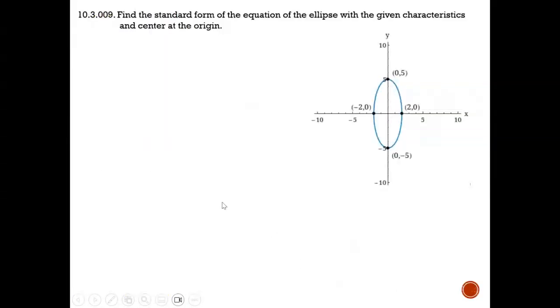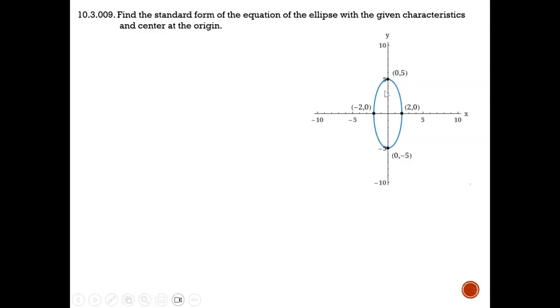Okay, let's move on. This is 10.3, number 9 from the homework. It says, find the standard form of the equation of the ellipse with the given characteristics, and the center is at the origin. Okay, now guys, we can find it just by the graph. Let me show you how to find it with the graph.